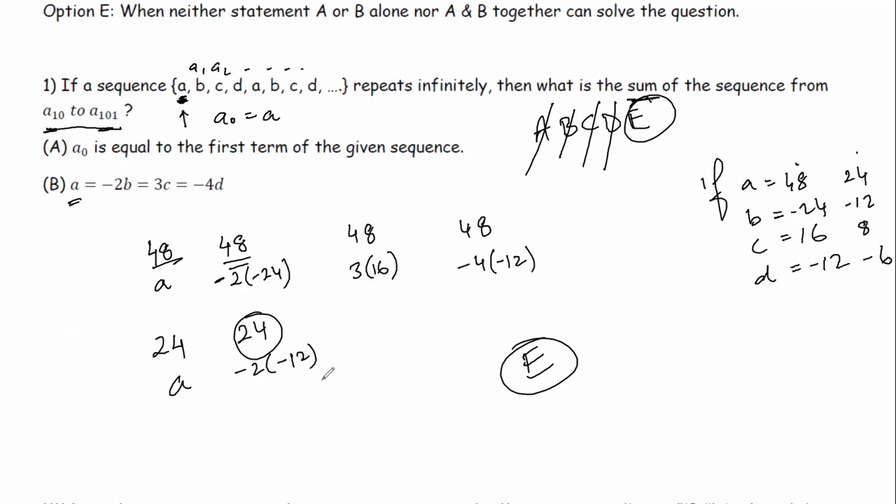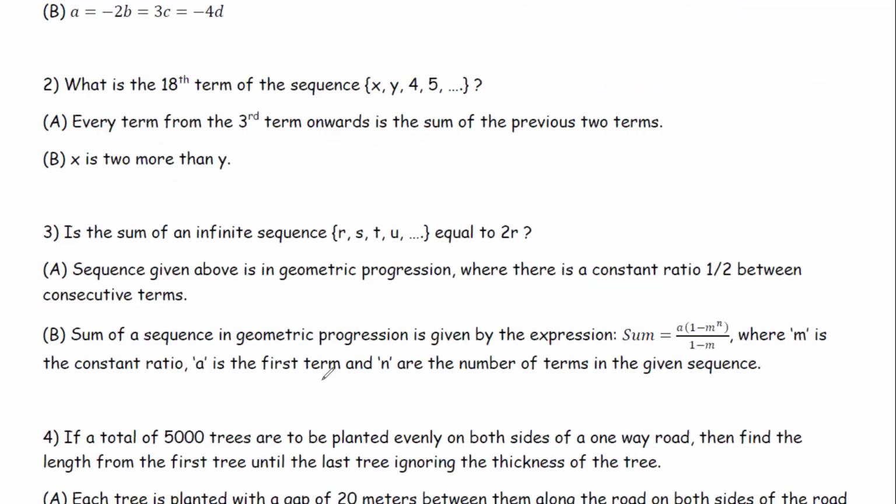Second one. What is the 18th term of the sequence X, Y, 4, 5, dot, dot, dot? Okay. So we need to know the pattern of the sequence, right? So every term from the third term onwards is a sum of the previous two terms. So does A answer the question?